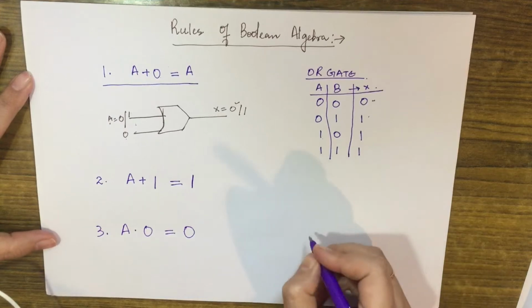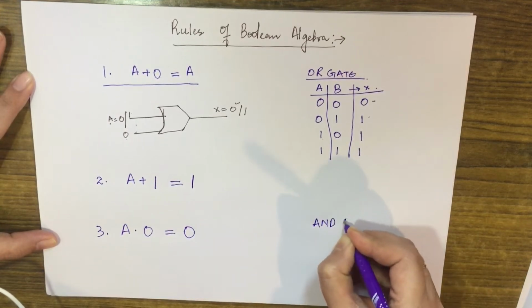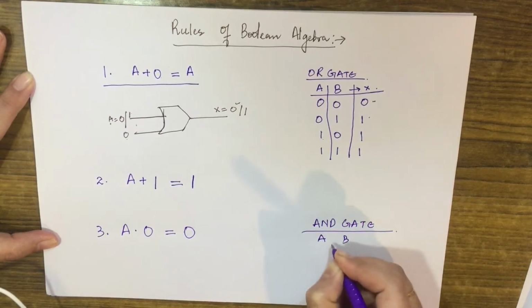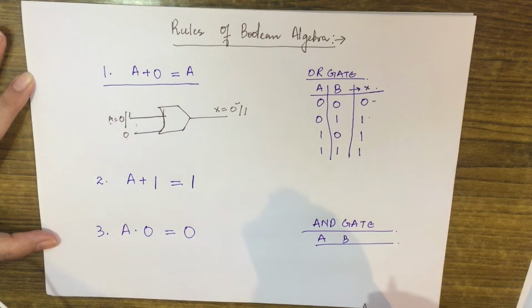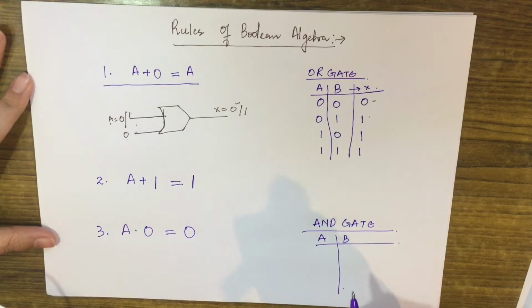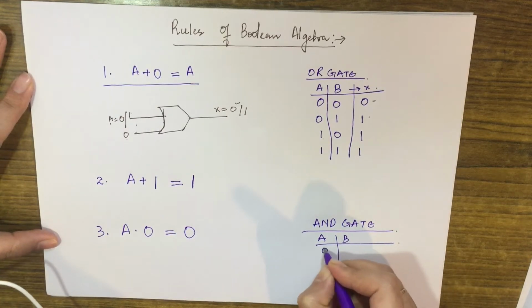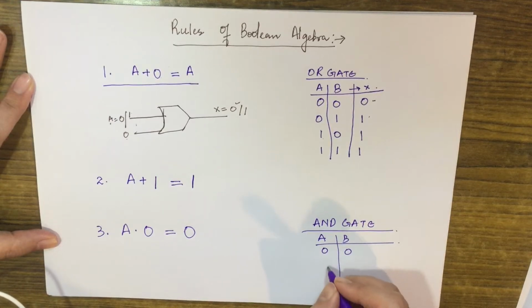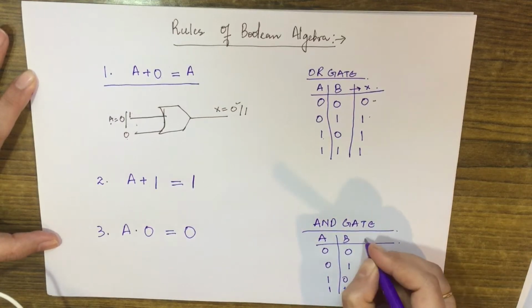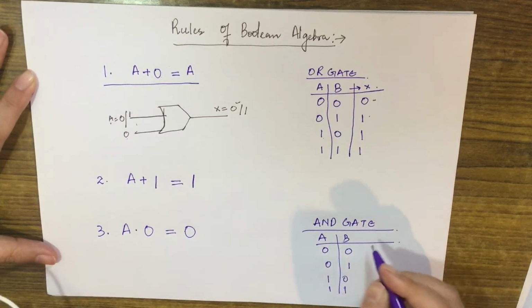The truth table for the AND gate, I will show it here. Again for 2 bits, the output of the AND gate will be high only when all the inputs are high. Otherwise, if any input is low, then the output will be low. So for example, for 2 bits it will be like this: 0 0, 0 1, 1 0 and 1 1. For 2 bits we will have only the 4 combinations.